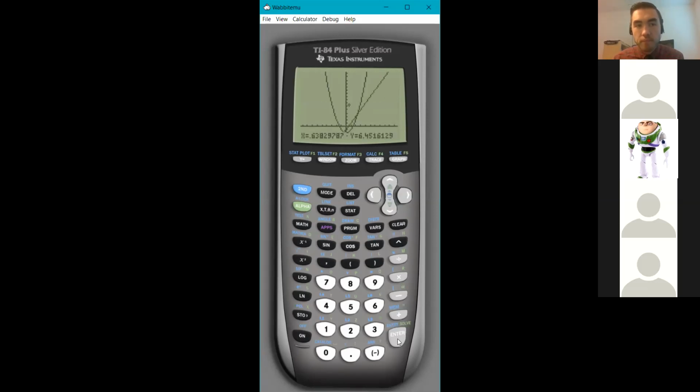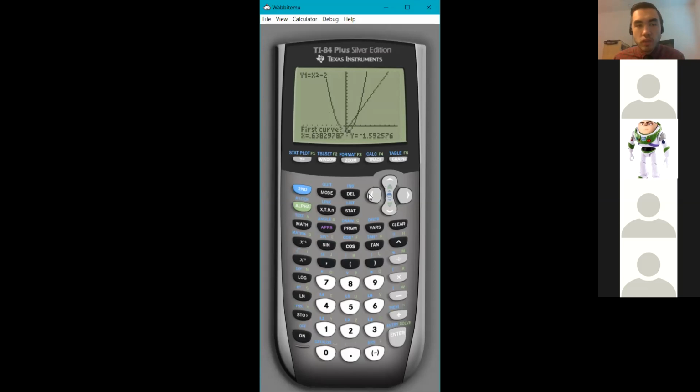And beautiful. Okay. Now you can use the D-pad, of course, to click around, try and figure out where that intersection is. But if you actually want to know, we're going to hit second, and then the trace button, because right up above that in blue it says calculate. And what we're trying to calculate is an intersection. So you can scroll down here to 5, or other fun fact, you can just hit the number 5.